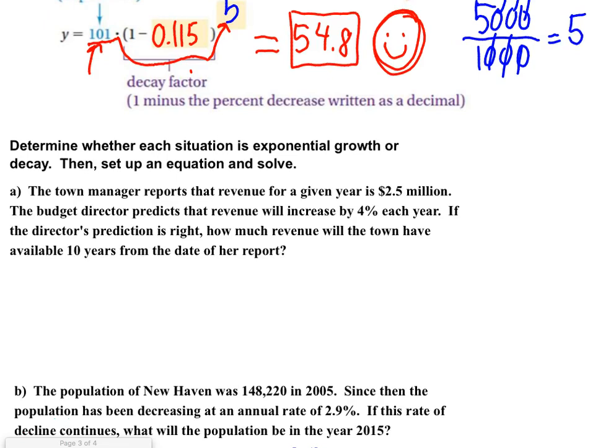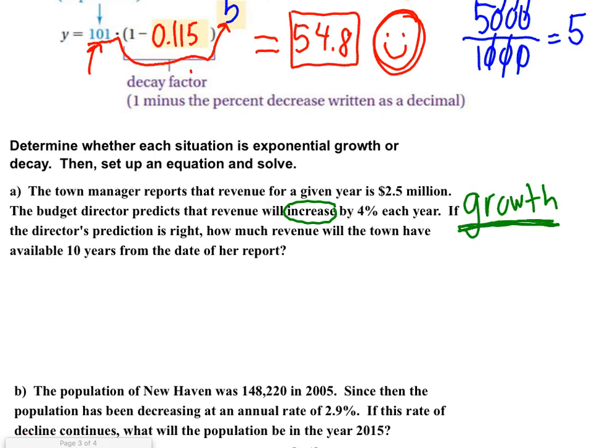All right, here we go. The town manager reports that the revenue for a given year is $2.5 million. The budget director predicts that the revenue will increase by 4% each year. If the director's prediction is right, how much revenue will the town have available 10 years from the date of her report? Okay, so think. I'm increasing, so this is a growth. So we first got that squared away, so I know it's a growth.